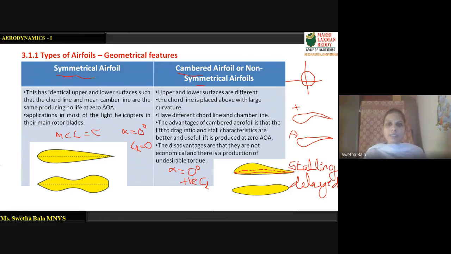Is it clear, guys? Yes. And the main disadvantage is they produce an undesirable torque. Is this okay? Types of airfoil, symmetrical and cambered airfoils. Shall I go to the next one?